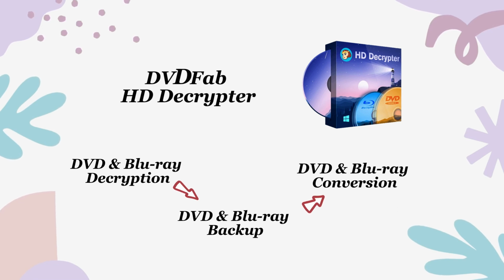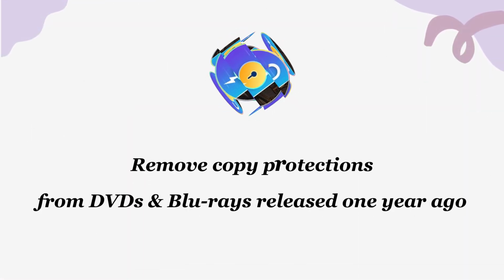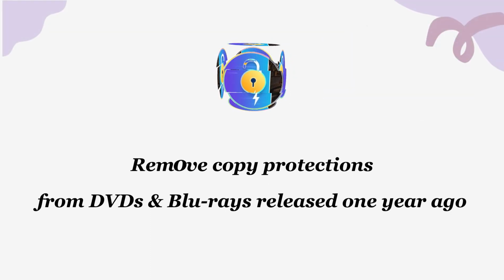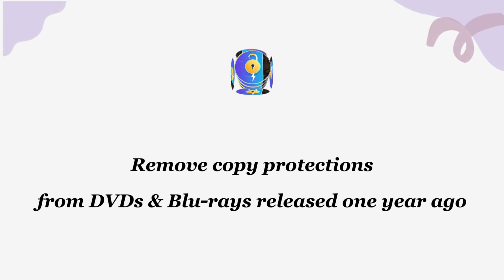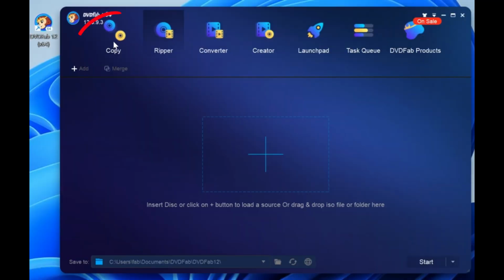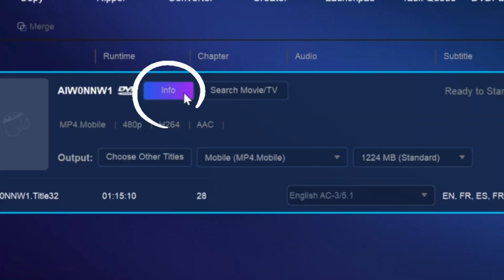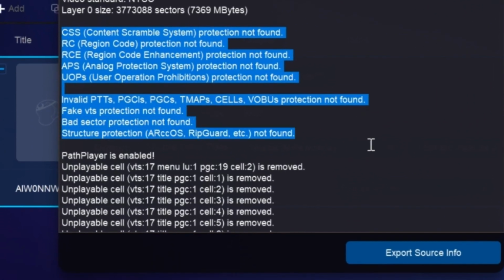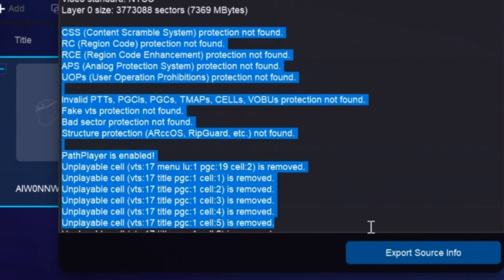Now, let's take a closer look at these features. First, DVD and Blu-ray decryption. With DVDFab HD Decrypter, you can remove nearly all copy protections from DVDs and Blu-rays released 1 year ago. Open the software and choose the copy or ripper module. After loading the source file, click the info button, and you will see that all the copy protections from the source DVD have been automatically detected and removed. Then you are able to further backup or convert your decrypted discs.